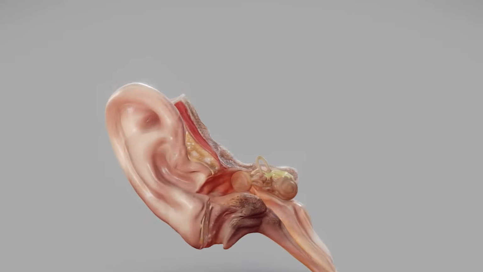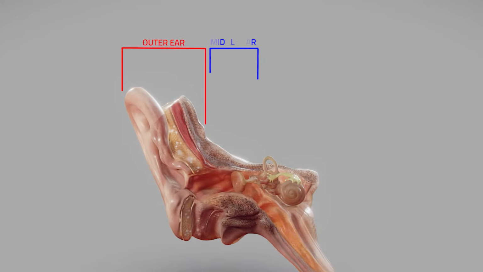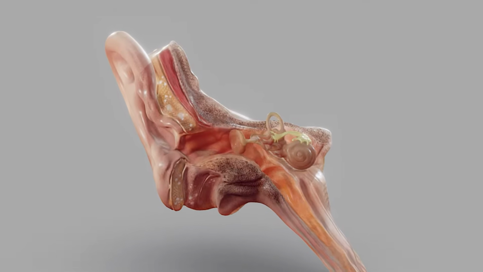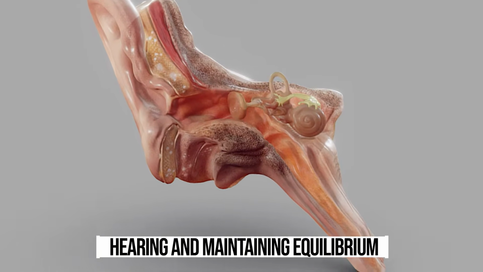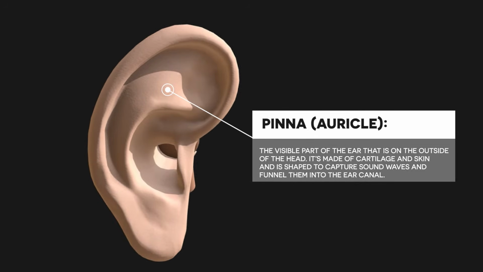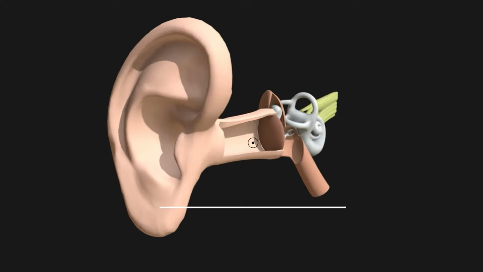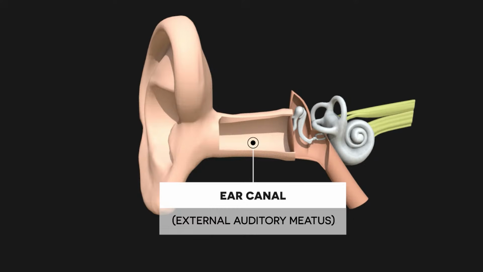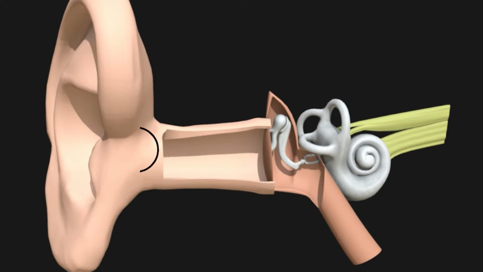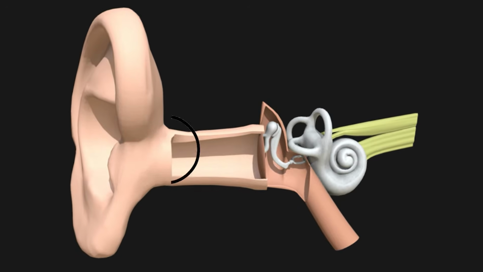It is divided into three main sections: the outer ear, the middle ear, and the inner ear. Each part plays a crucial role in the process of hearing and maintaining equilibrium. Outer ear. Pinna or auricle, the visible part of the ear that is on the outside of the head. It's made of cartilage and skin and is shaped to capture sound waves and funnel them into the ear canal. Ear canal or external auditory meatus, a tube-like structure that leads from the pinna to the eardrum. It helps to further direct sound waves towards the eardrum.